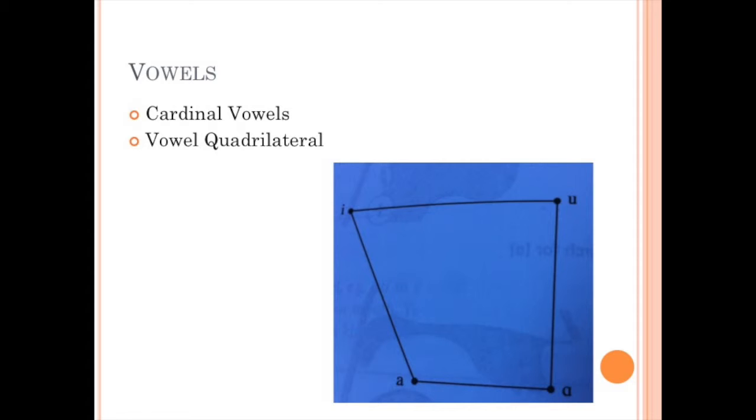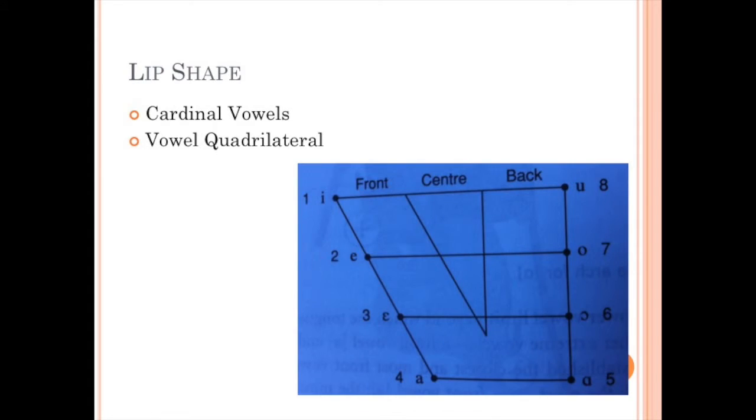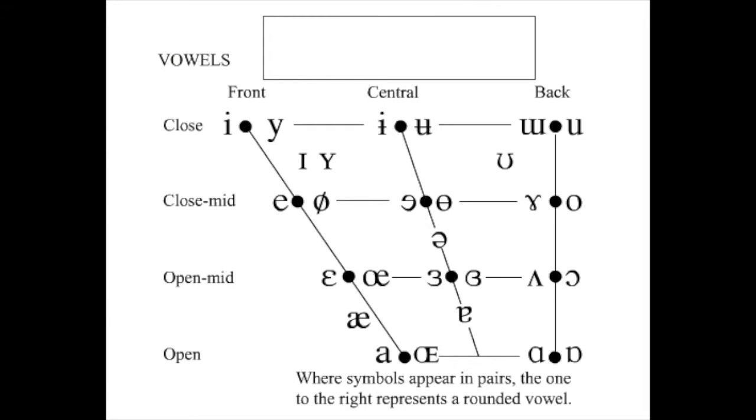Once these extreme points are established, it's just a matter of time and investigation to figure out where the vowels in between lie. It's important to note whether the lips are rounded or unrounded when forming a vowel. And on the vowel quadrilateral, when you see two vowels in a pair, the vowel to the left is made with the lips spread, and the vowel to the right is made with the lips rounded.